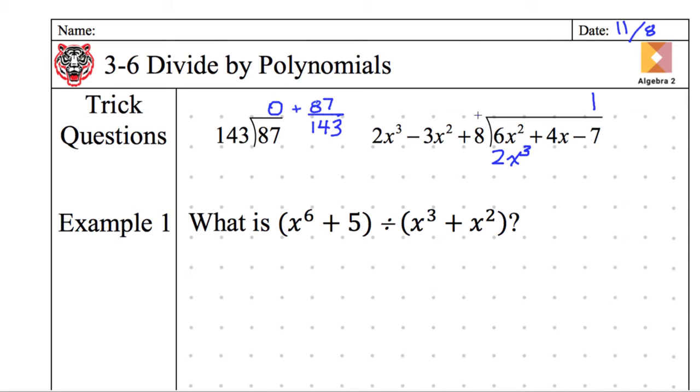You'll notice that there is no 2x to the power of 3. It would be right here to the left of 6x to the power of 2, because everything is in standard form. So because we can't do that, we have to write 0 again. And then the remainder is just going to be this thing in the numerator over this thing in the denominator. So let's squeeze that in here really tightly. It's going to be 0 plus 6x squared plus 4x minus 7, all of that divided by 2x to the power of 3 minus 3x squared plus 8.